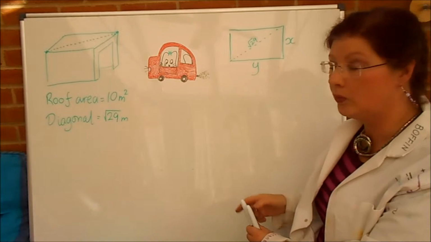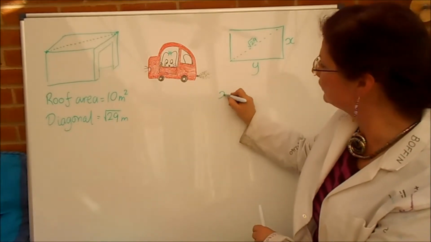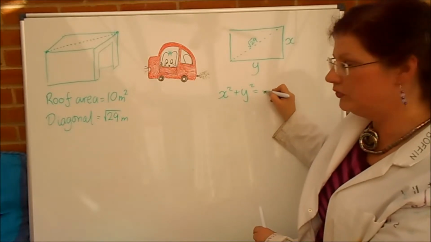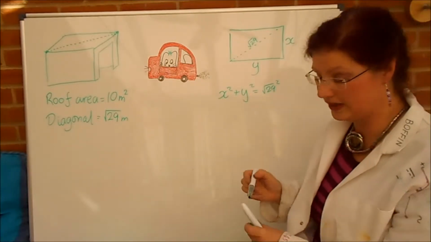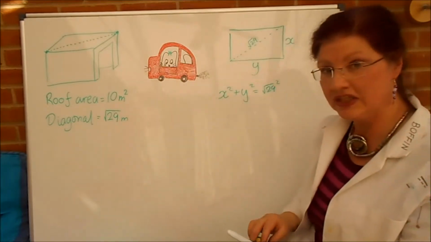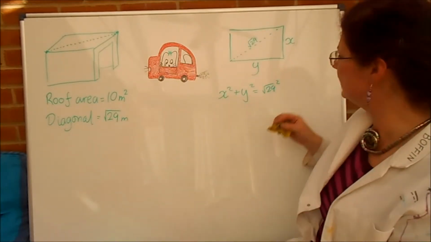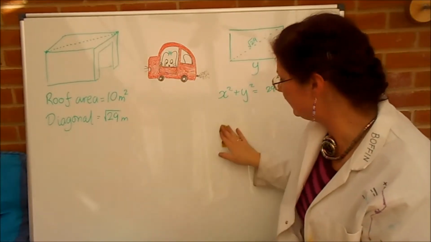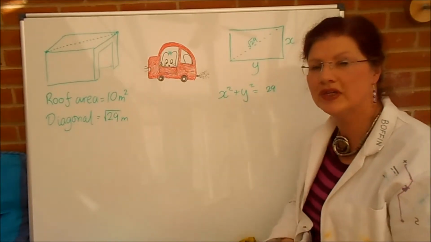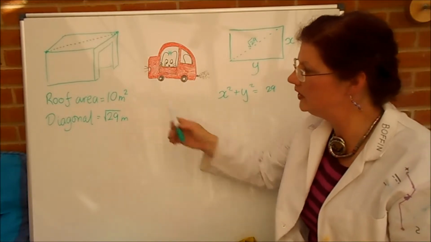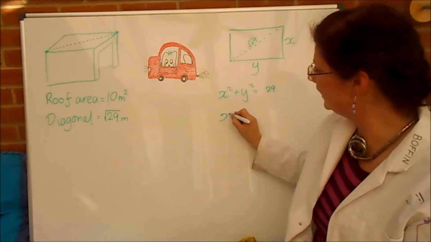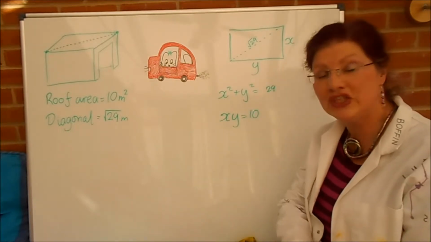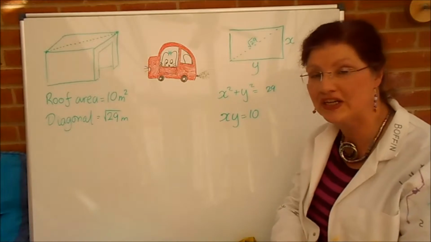Right, first thing with Pythagoras, we know that x squared plus y squared equals root 29 squared. Okay, root 29 squared is 29. So that's our first equation: x squared plus y squared equals 29. Secondly, we know from the area that xy is 10. Now that's two equations and two unknowns, so we can solve those by simultaneous equations.